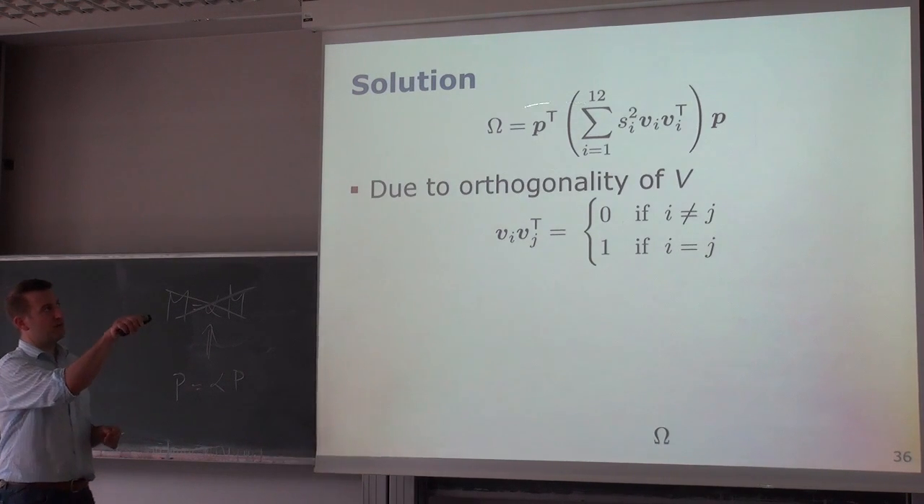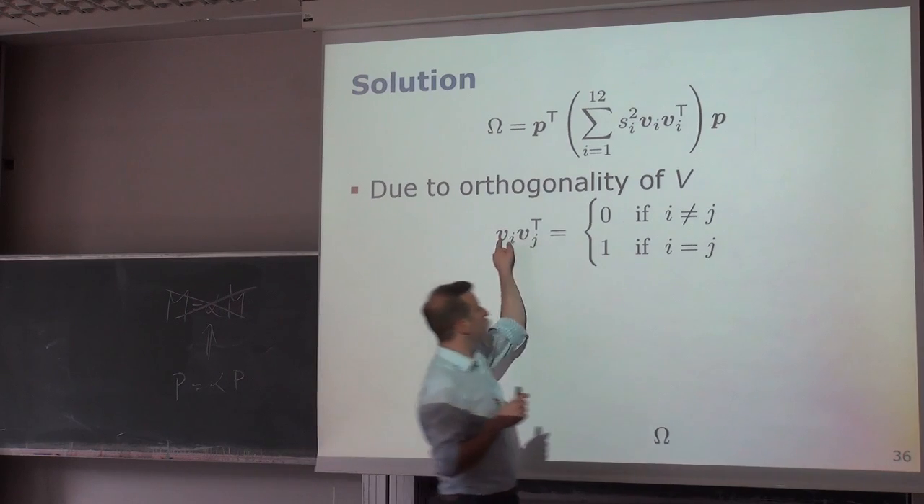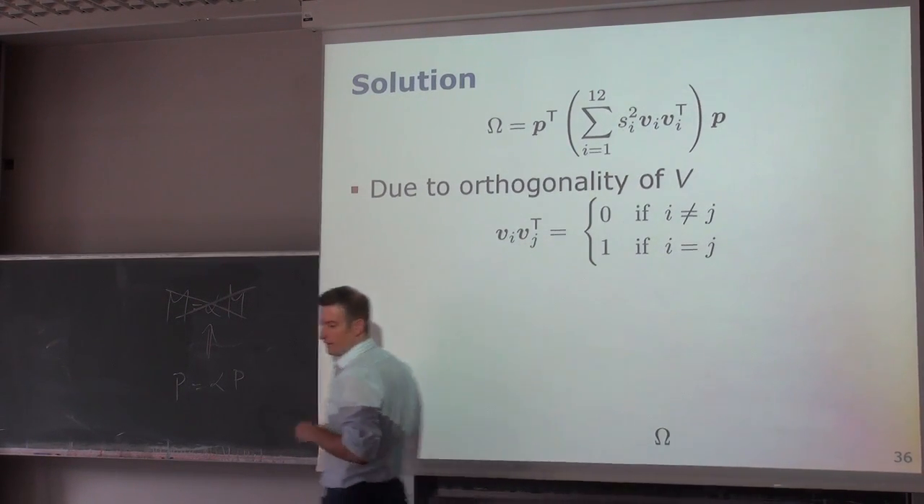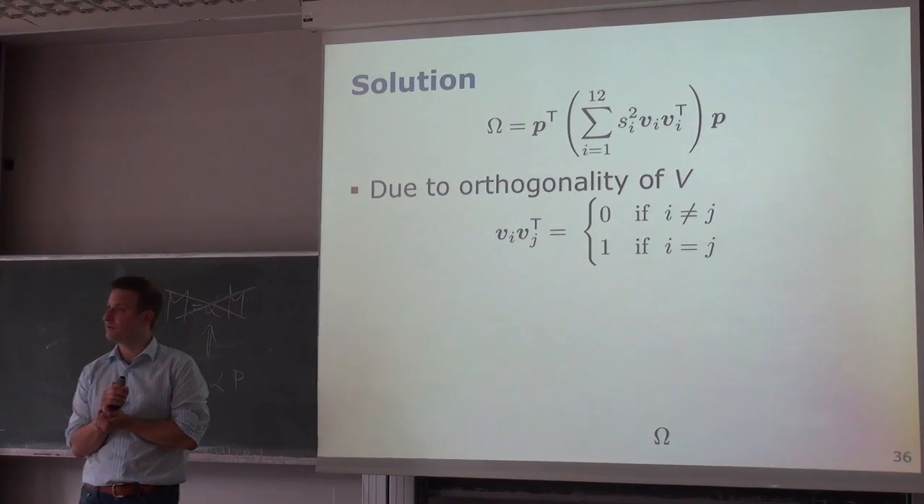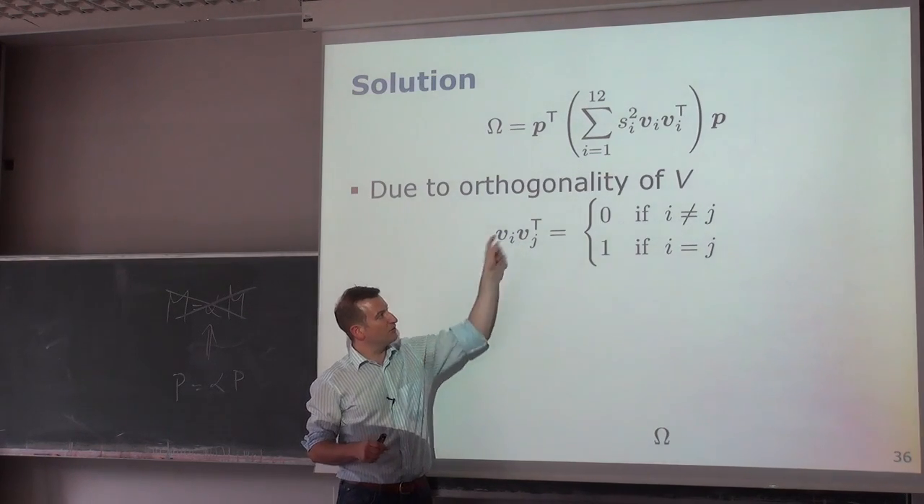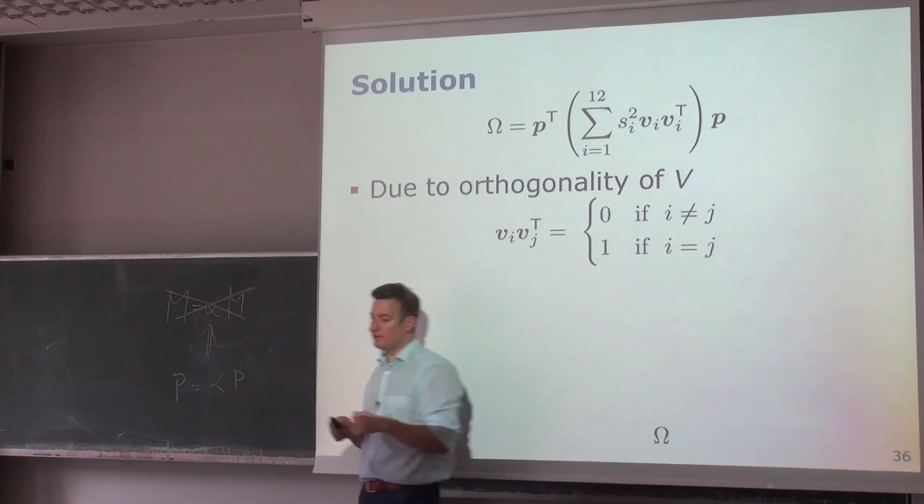Okay, so this was just copy-paste from the previous slide. Now I know that the vectors in this V are all orthogonal. So V i transpose V j is 0 if they are not identical, and 1 if they are identical.